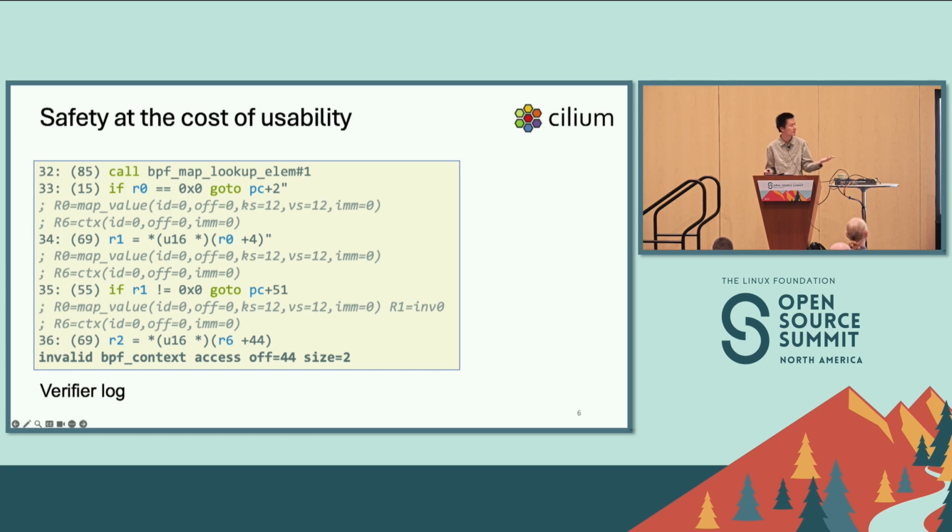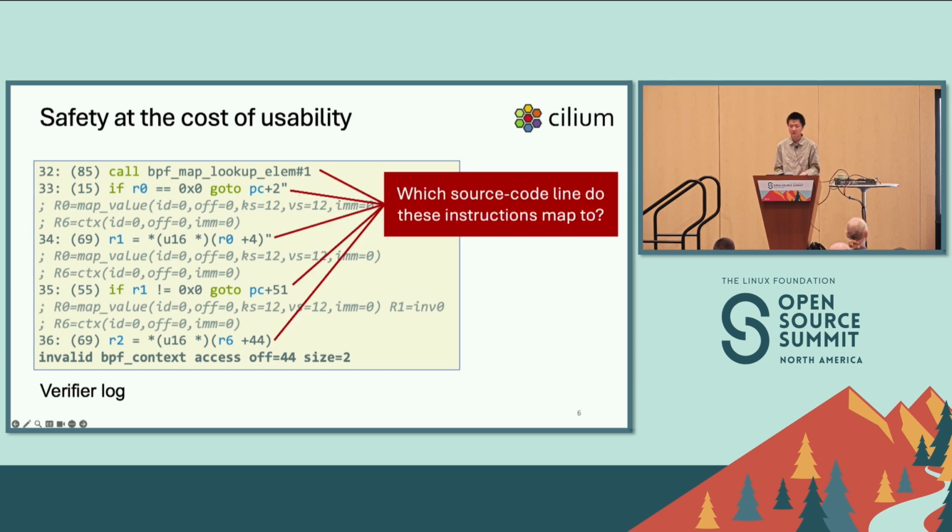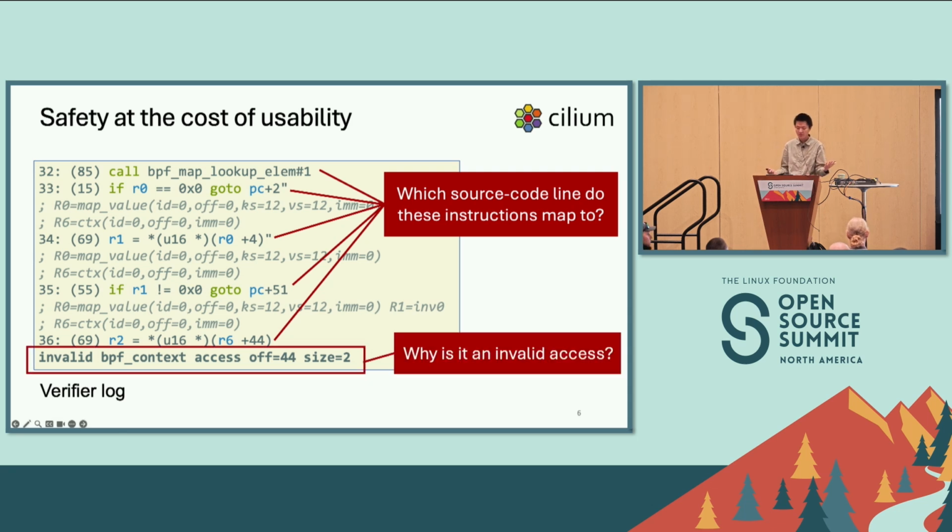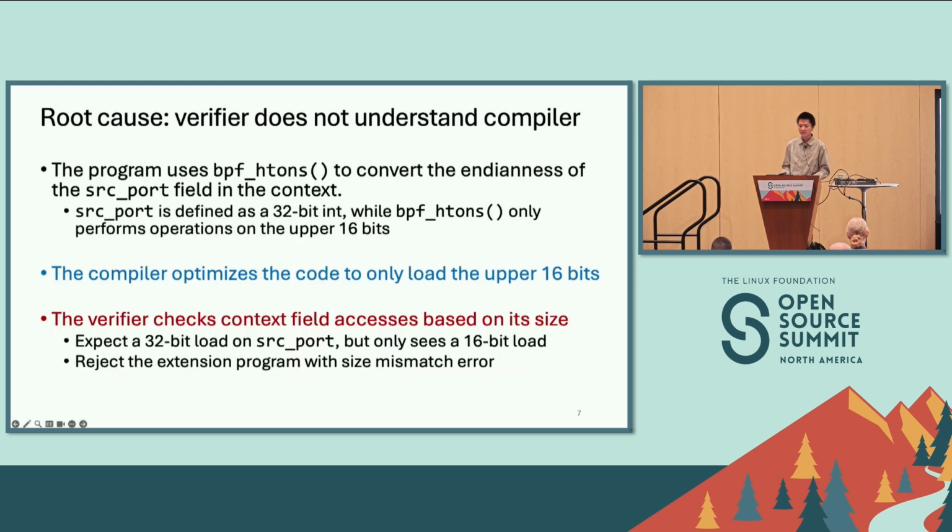It's all in BPF bytecode instructions. It's hard to map bytecode to the source code lines. And the actual error message is also confusing. It says invalid BPF context access, off=44 size=2, but it does not say why it's invalid. And it turns out in this case, the root cause is that the verifier does not really understand the compiler.